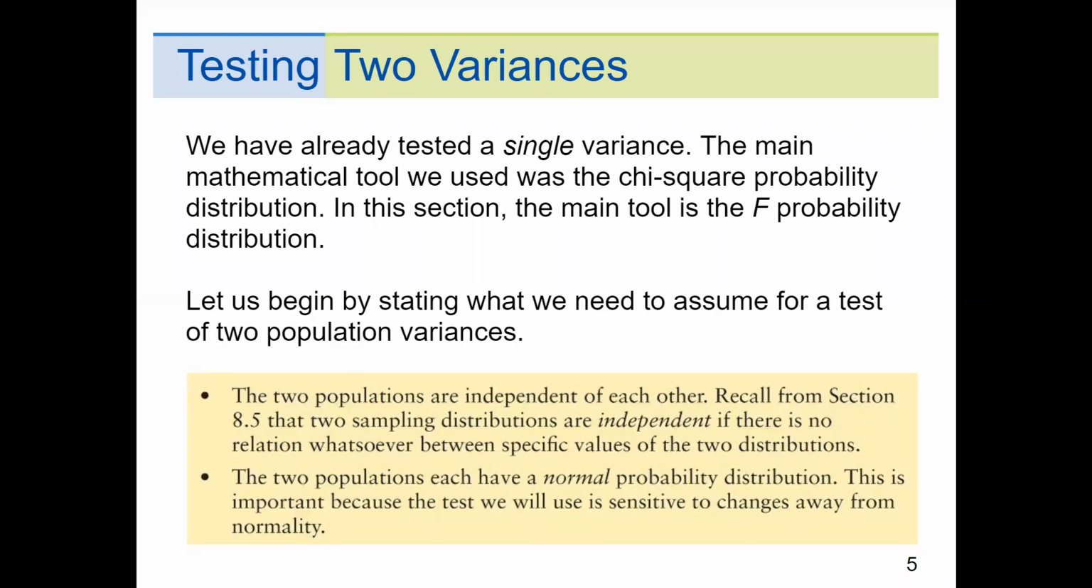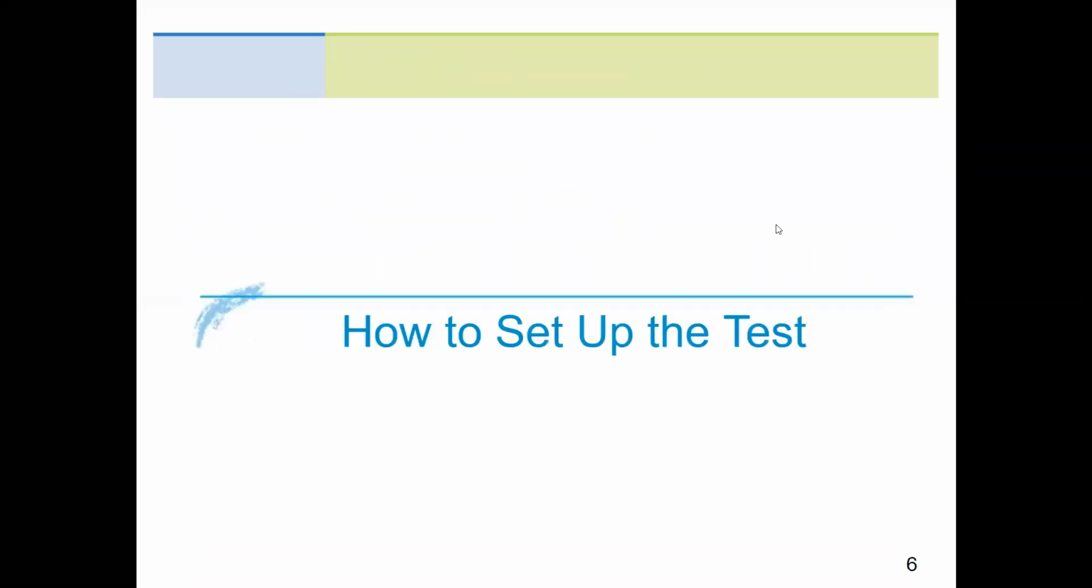The two populations are independent of each other. Recall from section 8.5 that two sampling distributions are independent if there is no relation whatsoever between specific values of the two distributions. The two populations each have a normal probability distribution. This is important because the test we will use is sensitive to changes away from normality.